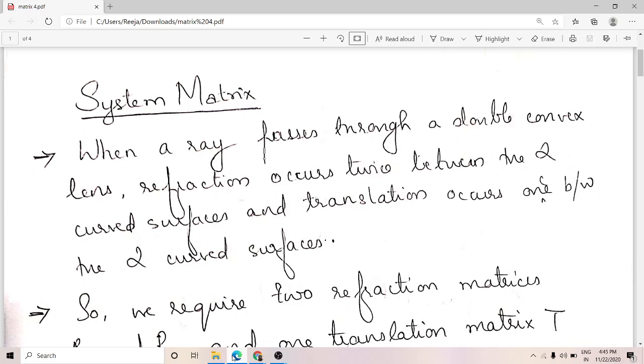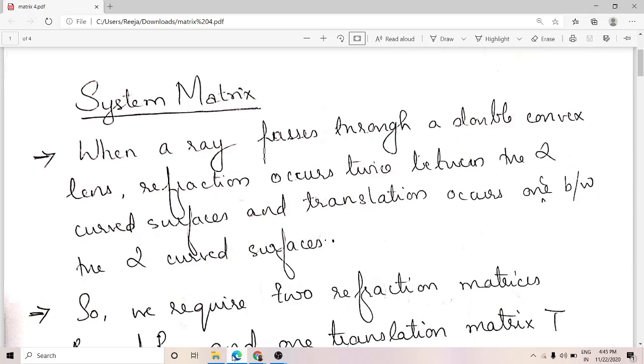Hi students, in this session we are going to discuss the topic system matrix. A system matrix is a matrix which encompasses the total change of a ray.